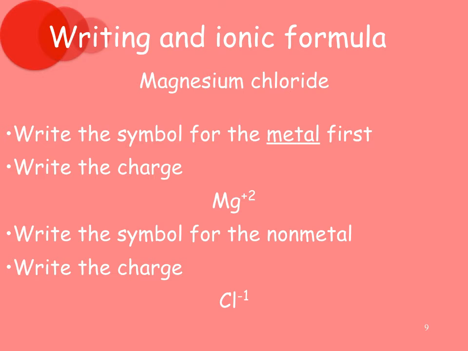When writing an ionic formula, magnesium chloride will be an example. We write the formula for the metal first, and then we write the charge. So magnesium's symbol is Mg. Its charge is +2. That's because it's in the second column of the periodic table, and we learned last unit that this yields a +2 charge. Then we write the symbol for the nonmetal and its charge. The chlorine symbol is Cl with a -1 charge because it is in the halogen family.